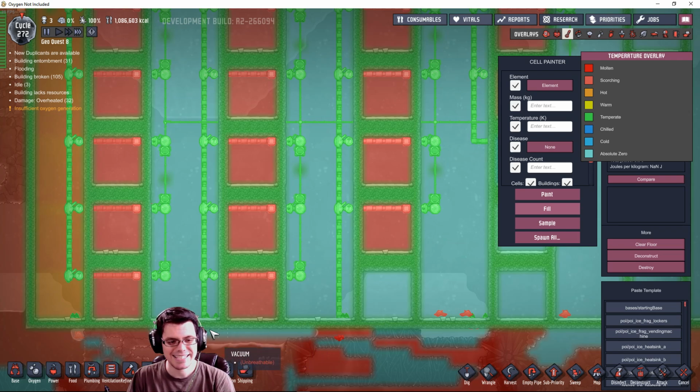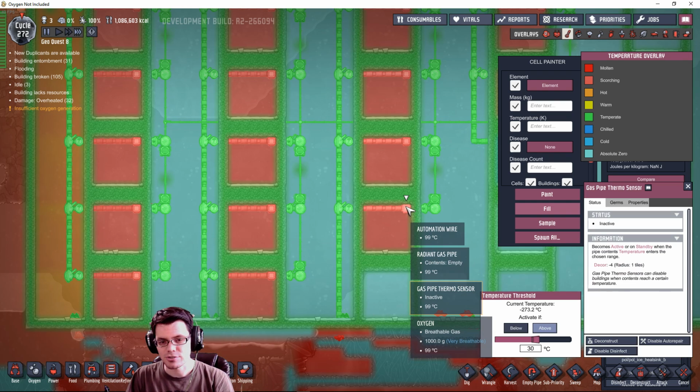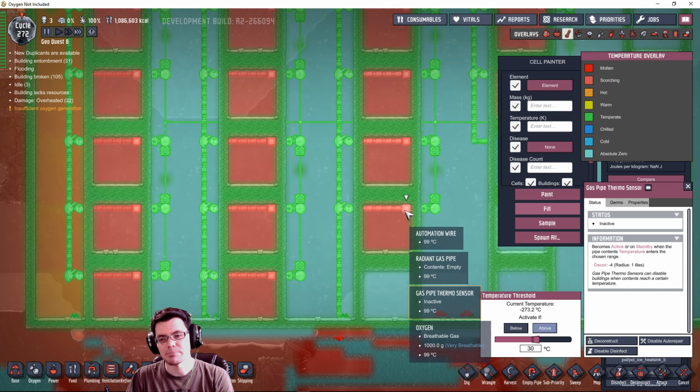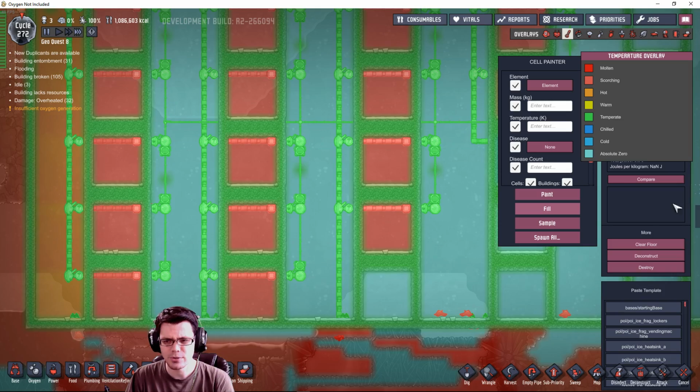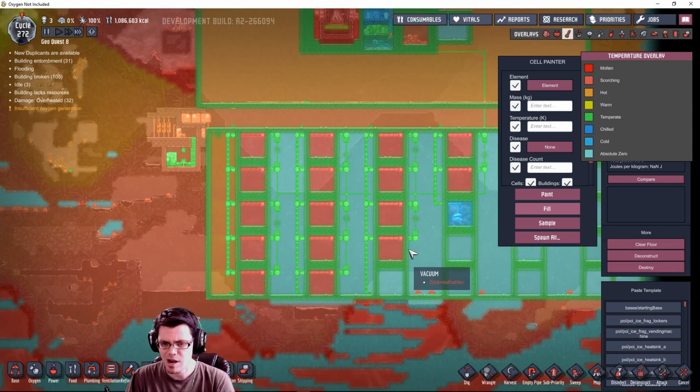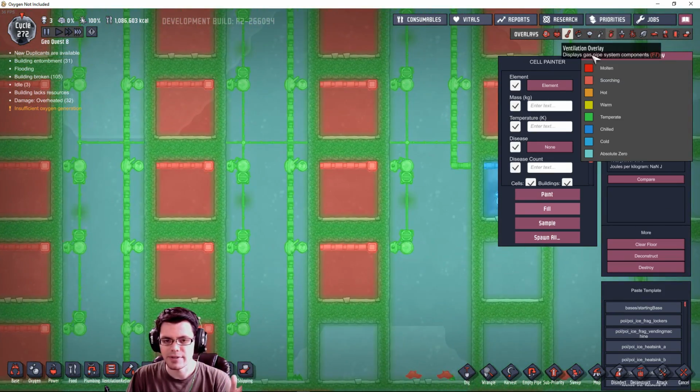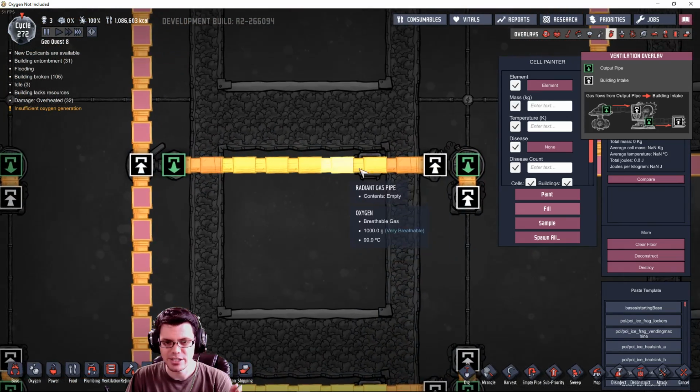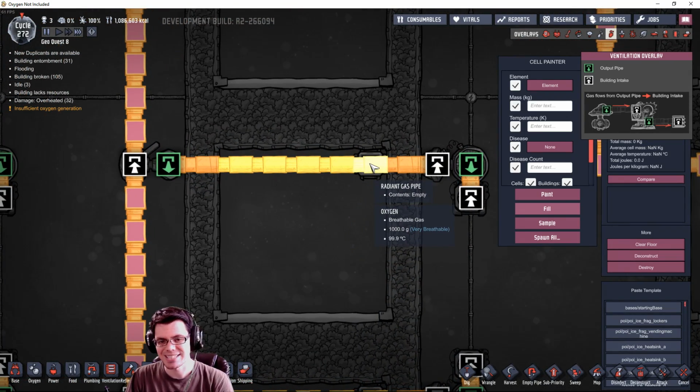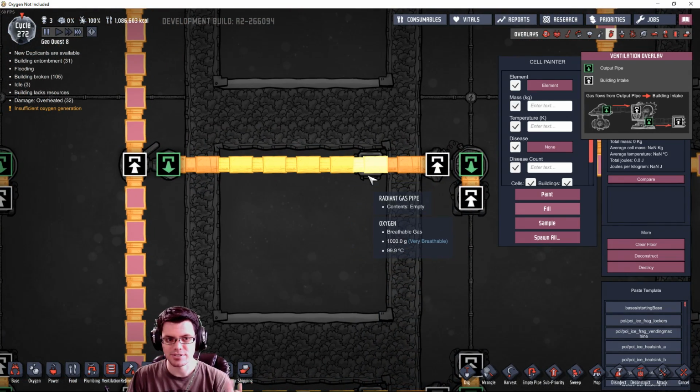We're going to be testing normal pipes versus the insulated pipes versus the radiant pipes. We're also going to be making use of these new gas pipe thermal sensors here. So one of the cool things that we can do inside of this game now is that if we have a thermal sensor, which we got right here, we can sense the temperature inside of the pipe, which allows us to bring it down to a certain point and then move that gas or liquid onto the next zone.